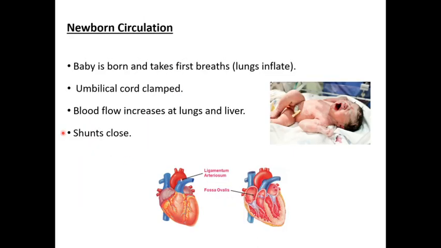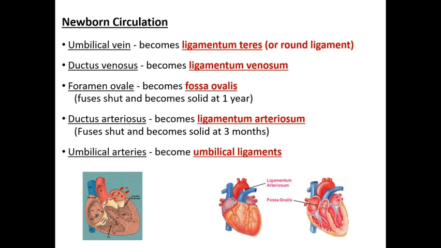So the newborn is born, the baby is born. It's going to take its first deep breaths. The umbilical cord will be clamped. Blood flow will increase in the baby's lungs and liver, so now the lungs and liver will start to function, and the shunts will close. Those 3 special shunts will close.